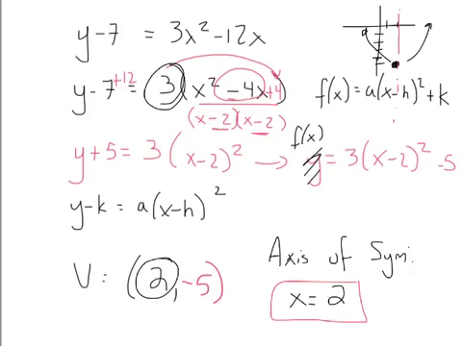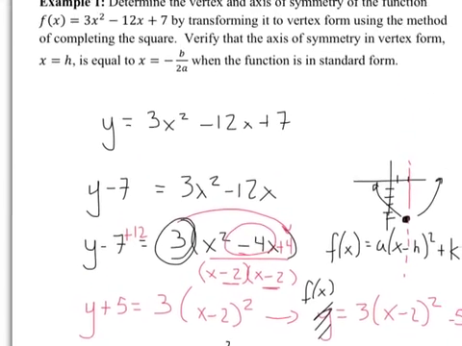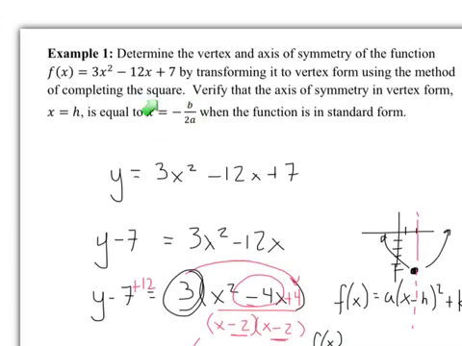Okay, so we want to go back and look at the original function when it was in standard form and see if we get x equals 2 as our axis of symmetry if we use that value that was stated earlier, again, using x equals negative b over 2a.